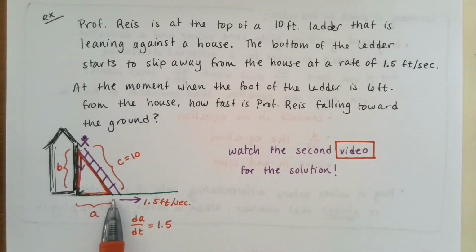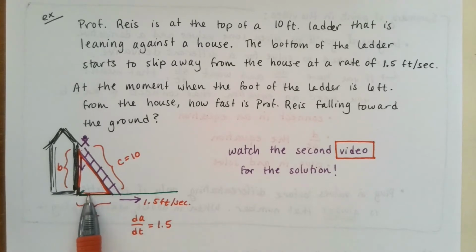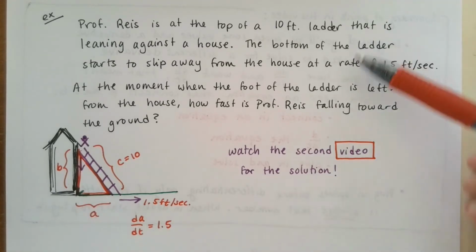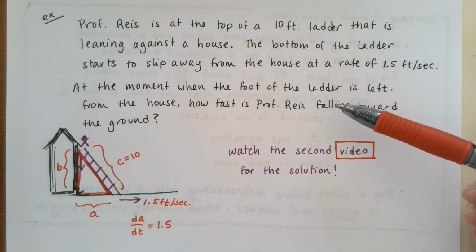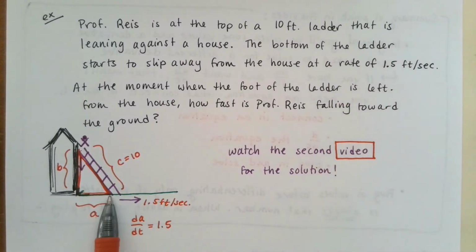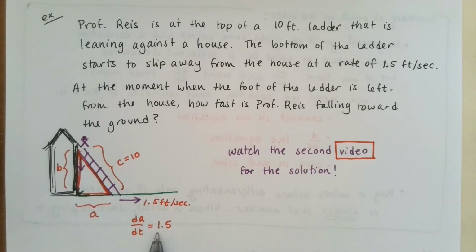If the ladder was coming towards the house at this same rate, it'd be a subtle difference in the instructions here, but then we would decide that since A is decreasing, dA/dt is a negative number. But here, because A is increasing, the positive makes sense. Every once in a while, that's a detail that we layer in.